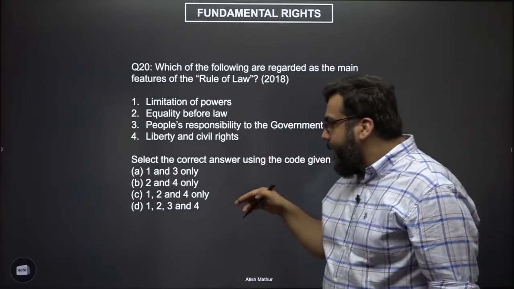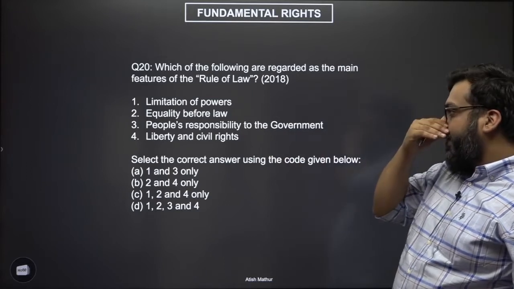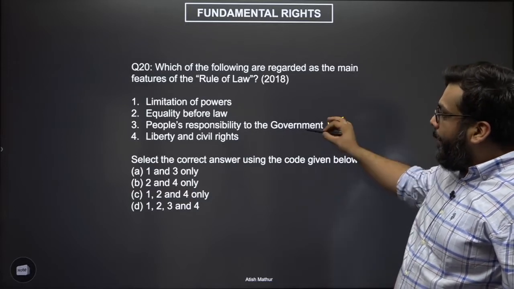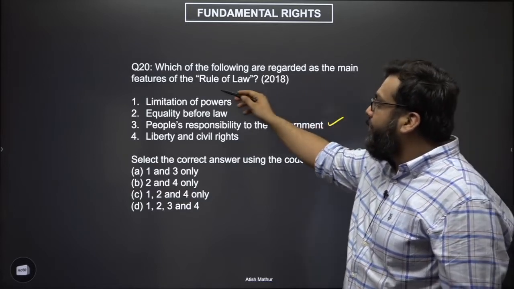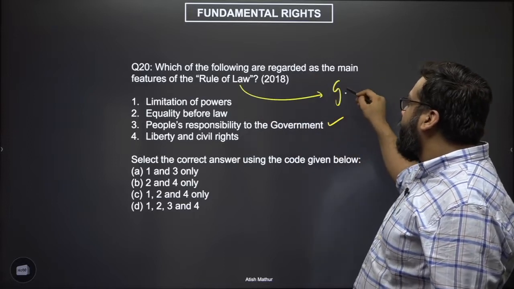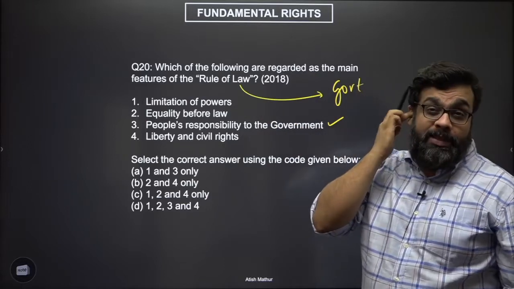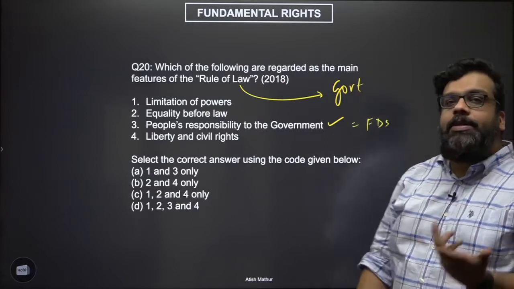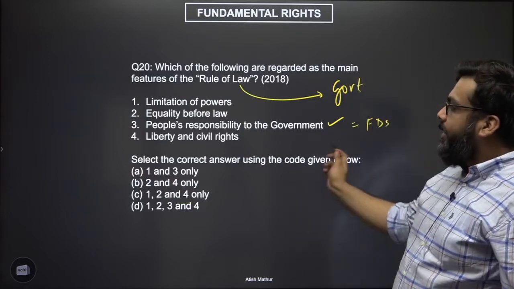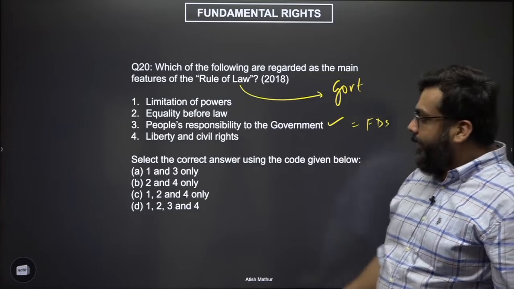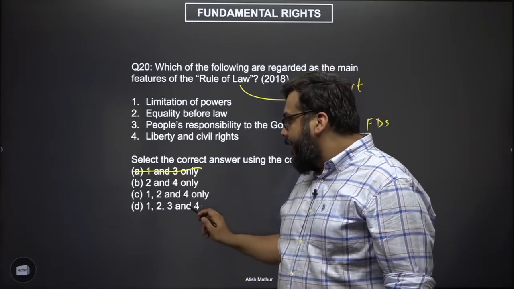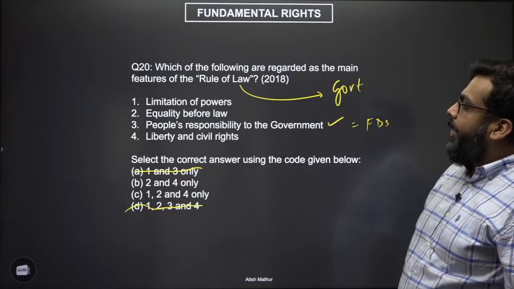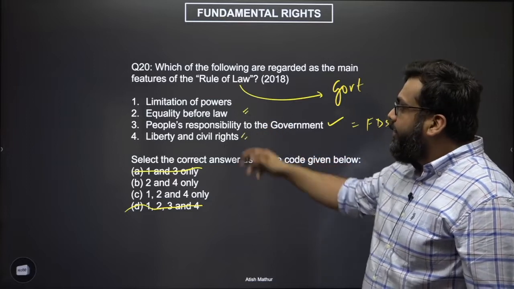Now, out of this, which seems very, very odd? People's responsibility to government. People's responsibility to government has nothing to do with a law which is supposed to govern government. And people's responsibility to government sounds like a little bit of fundamental duties, and fundamental duties are not enforceable in the first place. So let's eliminate wherever we find option number 3. So A is eliminated and D is eliminated. Now we are left with 1, 2 and 4. Just we have to check that 2 and 4 are therefore correct. Just 1 is correct or not.